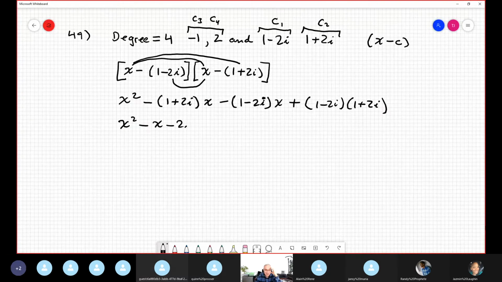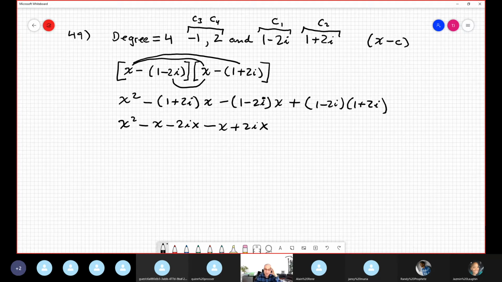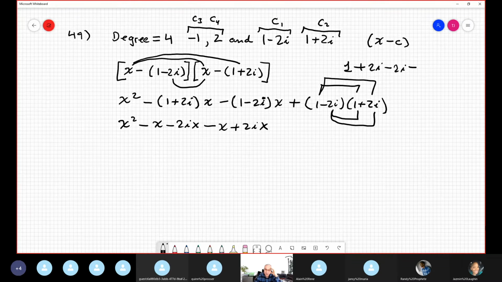Minus 2ix, minus x plus 2ix. And the multiplication: this is 1 times 1, which is 1. 1 times 2i is 2i. This is minus 2i. It always happens that, okay, then you have minus 4i squared. Always happens that the imaginary part is gone.